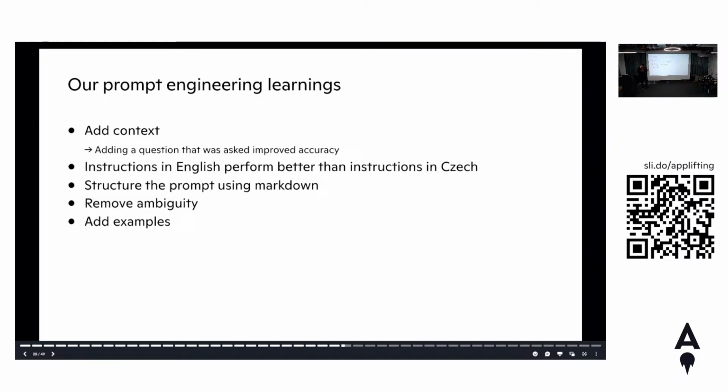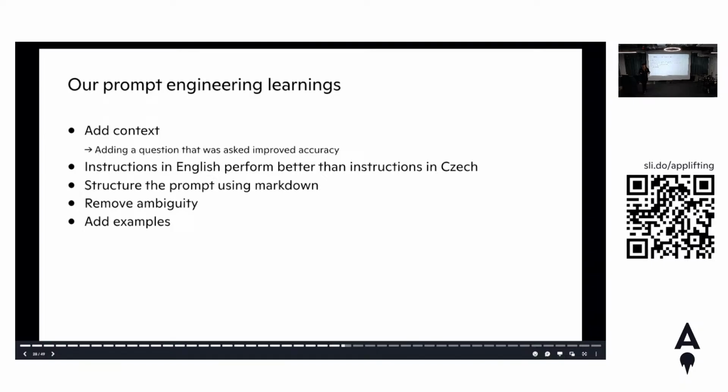So what were our key learnings in terms of prompt engineering? First is that the context really matters. Before, we didn't add the question that we were asking the children into the prompt. So when we added to the prompt what the question actually was, for example, what are the forms of cashless payments, the model was much better at evaluating whether the answer is good or not. Instructions in English actually perform better than instructions in Czech, even though the input was in Czech. This is not the only data set where this came back to us, so that's interesting.